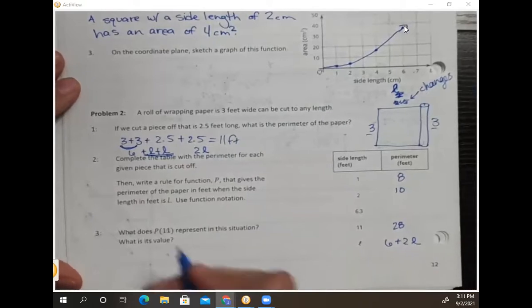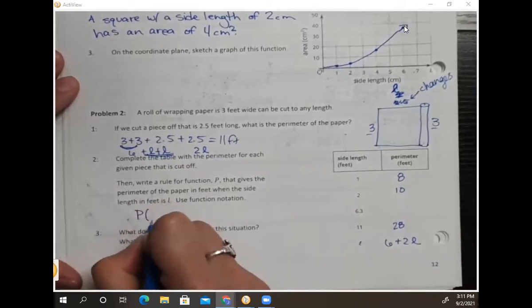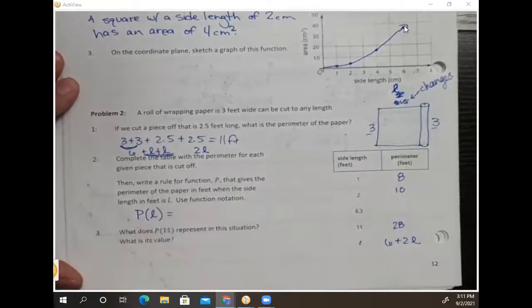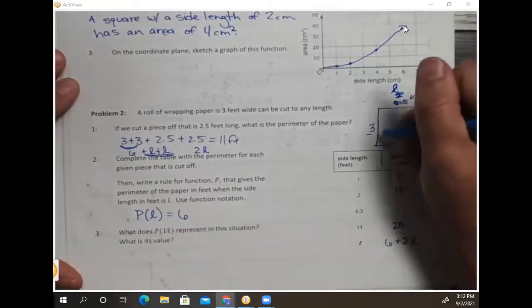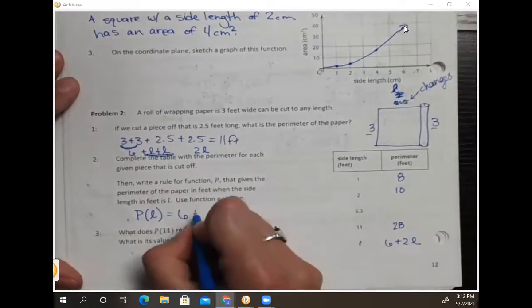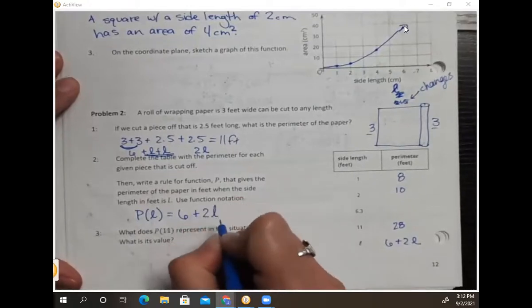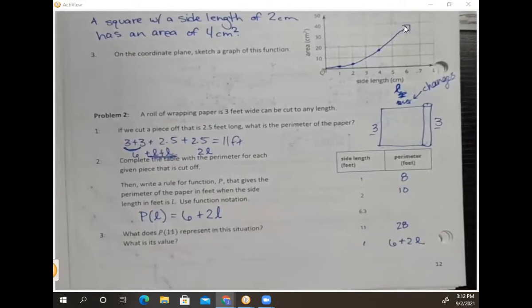So our function for this, our perimeter, based on the length, would be 6, because that's our tube length, right? 3 and 3 is how we got the 6, plus 2 times whatever the length is that I cut off. Does that make sense? Okay.